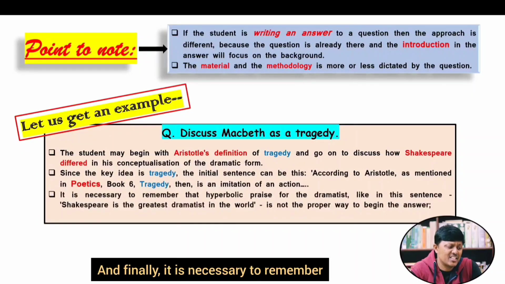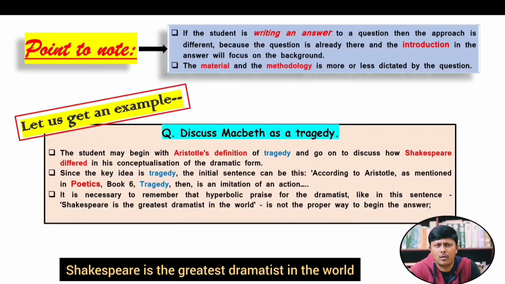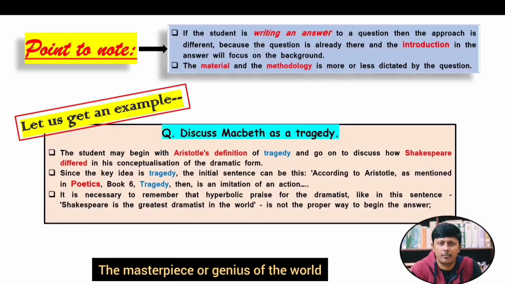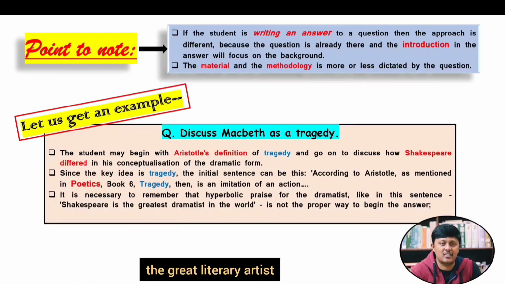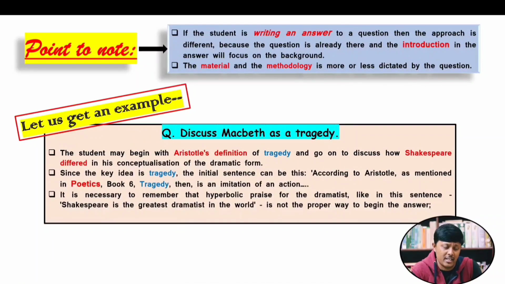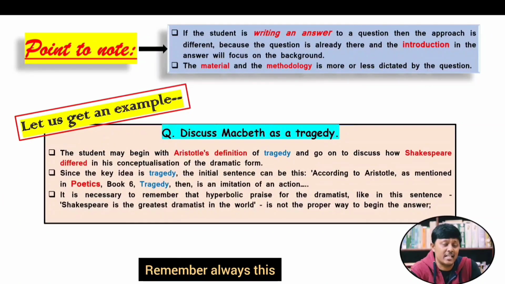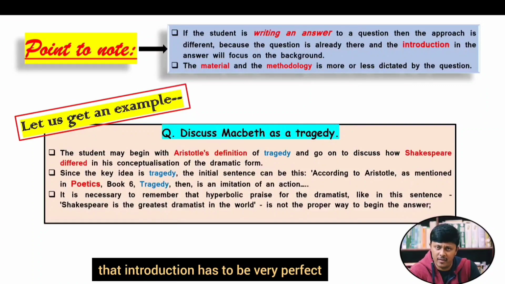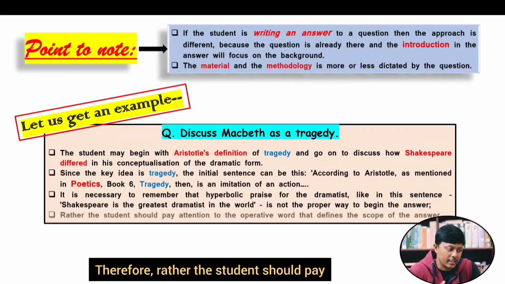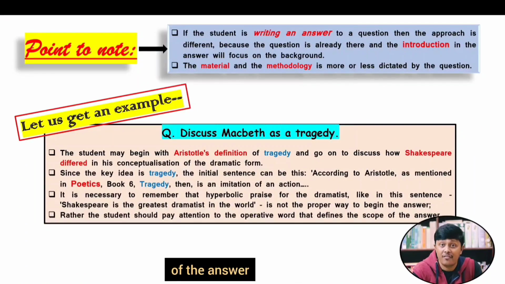And finally, it is necessary to remember that hyperbolic praise for dramatists, like the sentences 'Shakespeare is the greatest dramatist in the world,' the masterpiece or genius of the world, or the great literary artist, such kinds of sentences should be avoided because this is not a proper way to begin an answer. Remember always that the introduction has to be very perfect and to the point. Therefore, rather, the student should pay attention to the operative word that defines the scope of the answer.